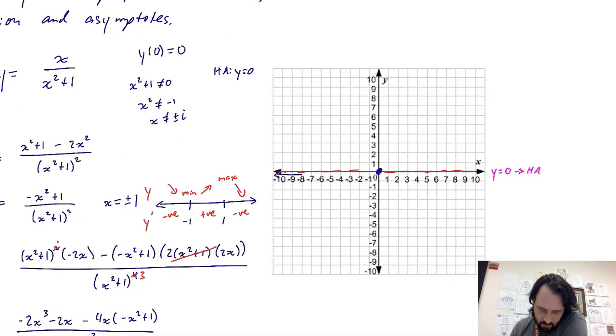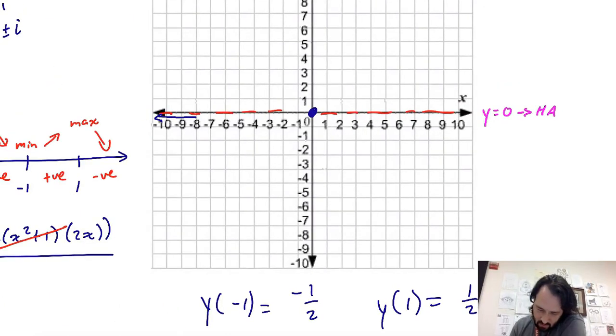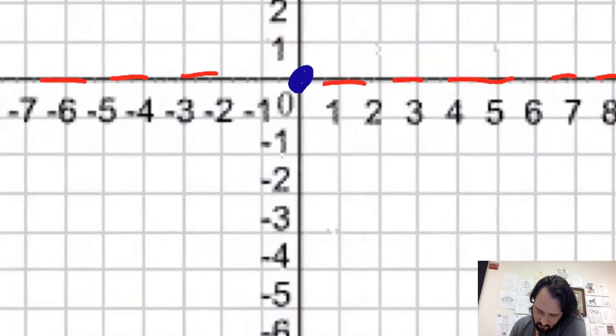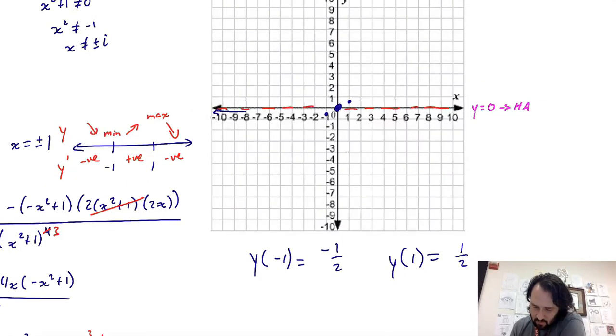And I need to find my max and min values. So I have negative 1 and 1 as my max and min. So y of negative 1 is negative 1 over 2 if I put in my original function. And y of 1 is 1 over 2 if I put in my original function. So negative 1, negative 1/2. So I'm right there. Positive 1, positive 1/2, right there.